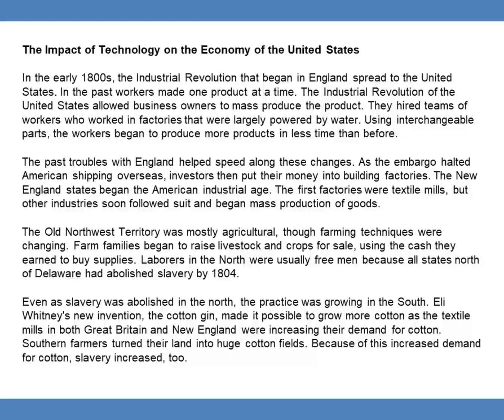Eli Whitney's new invention, the cotton gin, made it possible to grow more cotton, as the textile mills in both Great Britain and New England were increasing their demand for cotton. Southern farmers turned their land into huge cotton fields. Because of this increased demand for cotton, slavery increased too.